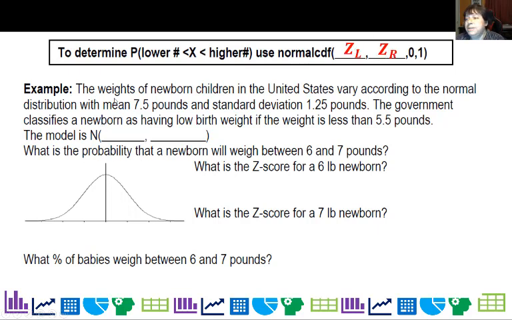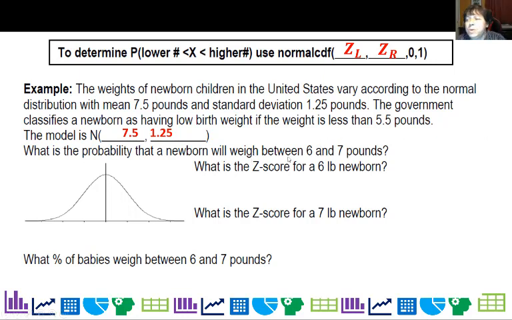So let's look at this example. The weights of newborn children in the U.S. vary according to the normal distribution with a mean of 7.5 pounds and a standard deviation of 1.25 pounds. The government classifies a newborn as having low birth weight if the weight is less than 5.5 pounds. The model is 7.5, 1.25. What is the probability a newborn will weigh between 6 and 7 pounds?